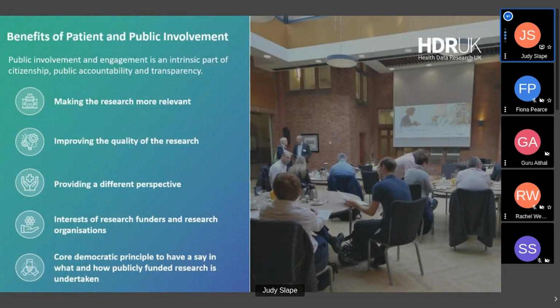There are a range of benefits of patient and public involvement. It's an intrinsic part of citizenship, public accountability, and transparency. In particular, involving patients and the public through the research process can provide accountability in ensuring projects are developed and implemented for public benefit. It can also improve public contributors' understanding of the use of health data, which can lead them to become advocates and critical friends. Crucially, active involvement can lead to more relevant and higher quality studies when implemented from the beginning and in a way in which it can influence and shape research.